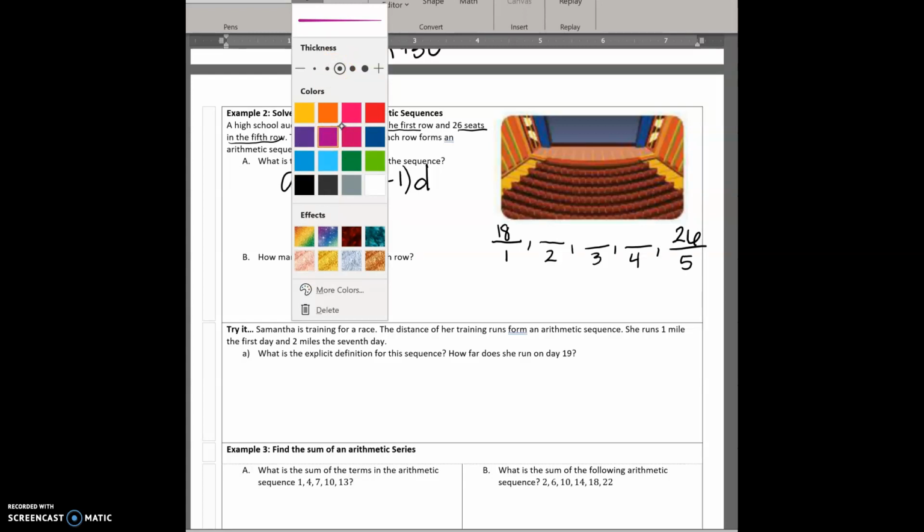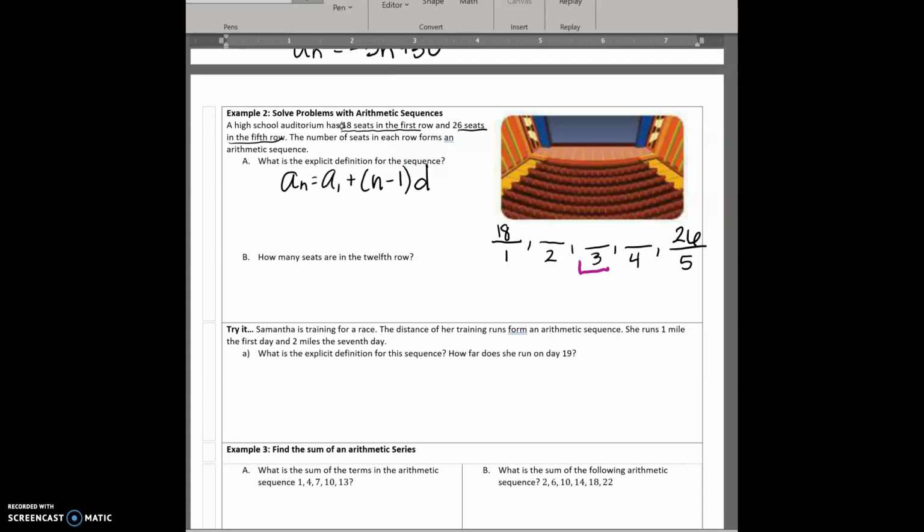So if I wanted to find this middle number right here, and I know that they're adding and subtracting the same each time, I can find the average in order to find that middle number. So I'm going to do 26 plus 18 divided by 2. And when I do that, I actually get 22. So here would be 22.